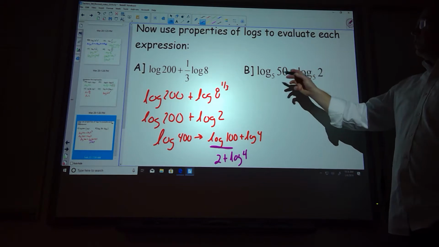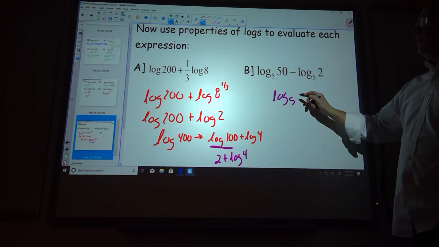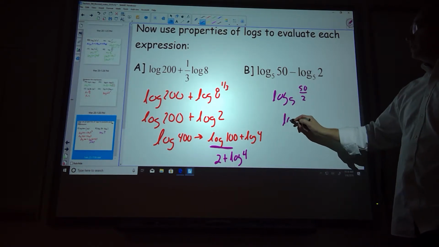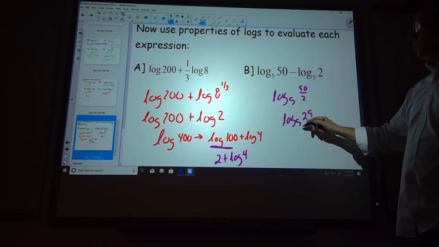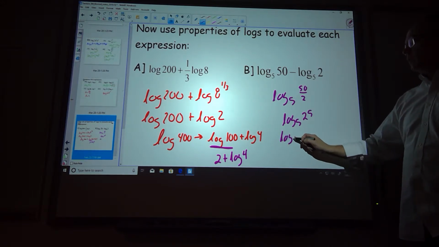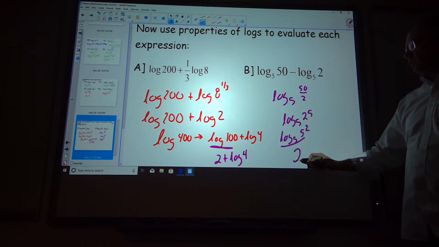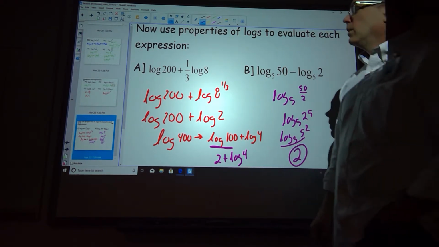If I condense this one, I get log base 5 of 50 over 2. 50 over 2 is 25. 25 in base 5 form is 5 squared. Those cancel out, so my answer to this one just comes out to 2. Is that everything?